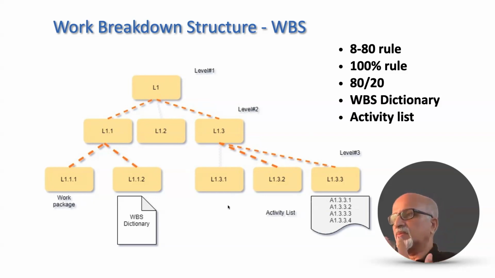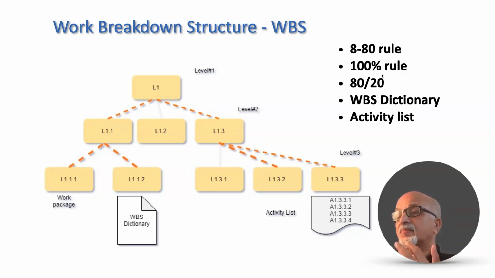While doing a WBS, we will not decompose it to activity level. We stop at a work package level. That is known as the 8/80 rule. Work packages should be between 8 hours and 80 hours chunks of work.